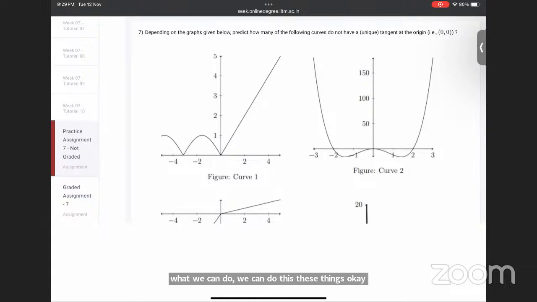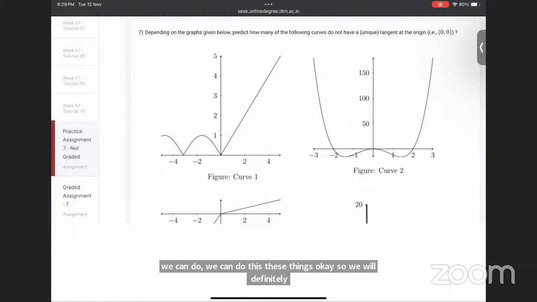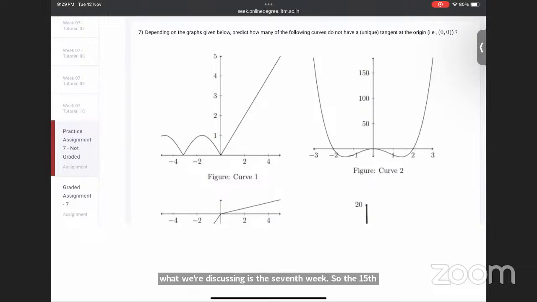Okay, so probably he was more worried because he might not have got the point that what we're discussing is the seventh week. So the 15th deadline is about the seventh week, correct? But ma'am, in your time, interim consists only of week 6, not week 7. No, whatever we did today, I'm talking about the seventh week, 2020 session. Interim contains only week 6 contents.